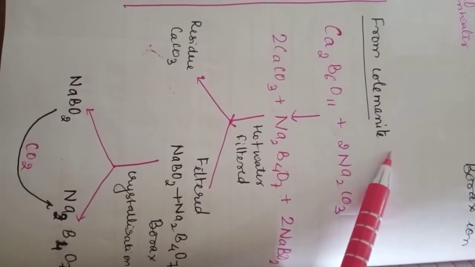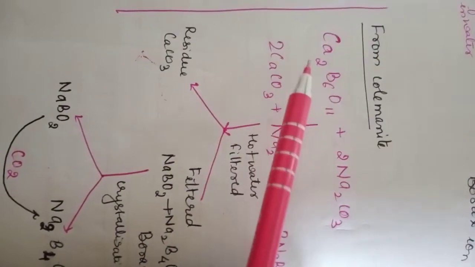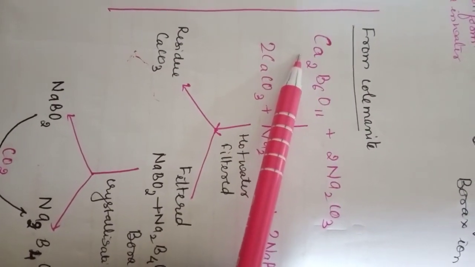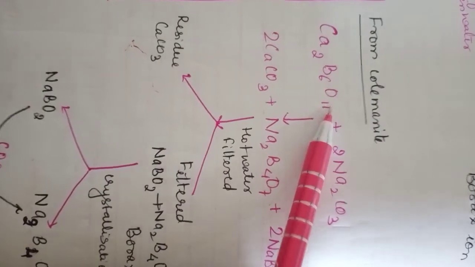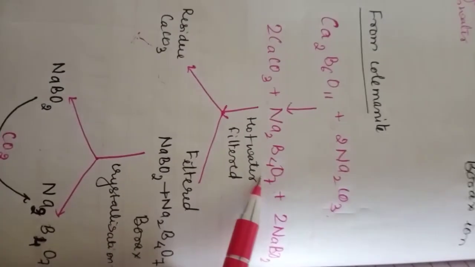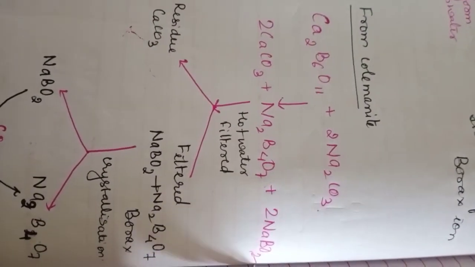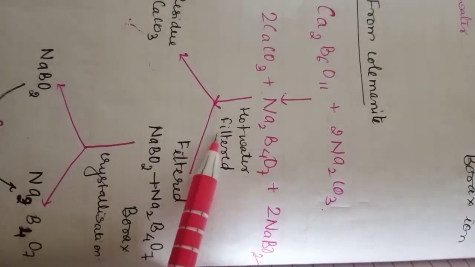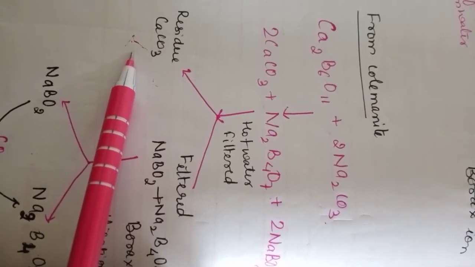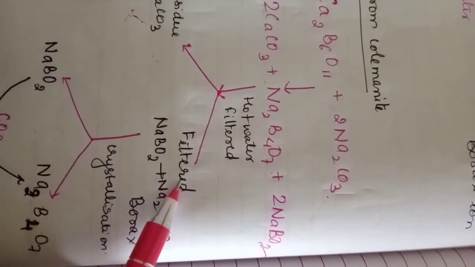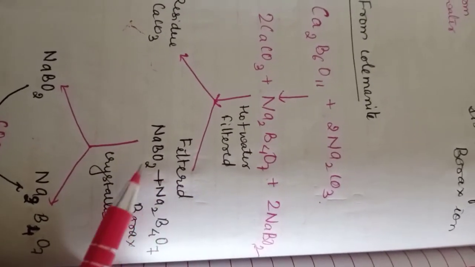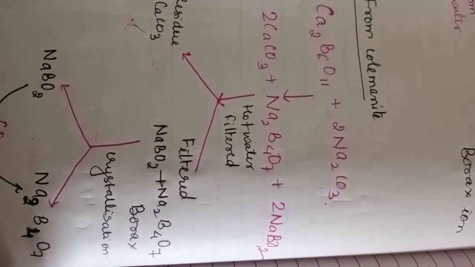The next preparation method is from colemanite. Colemanite is boron combined with calcium metal. When colemanite is treated with sodium carbonate, it produces calcium carbonate along with borax glass and sodium borate. Now we filter this mixture. On filtration, calcium carbonate is obtained as residue, and the borax plus sodium borate comes down as filtrate.